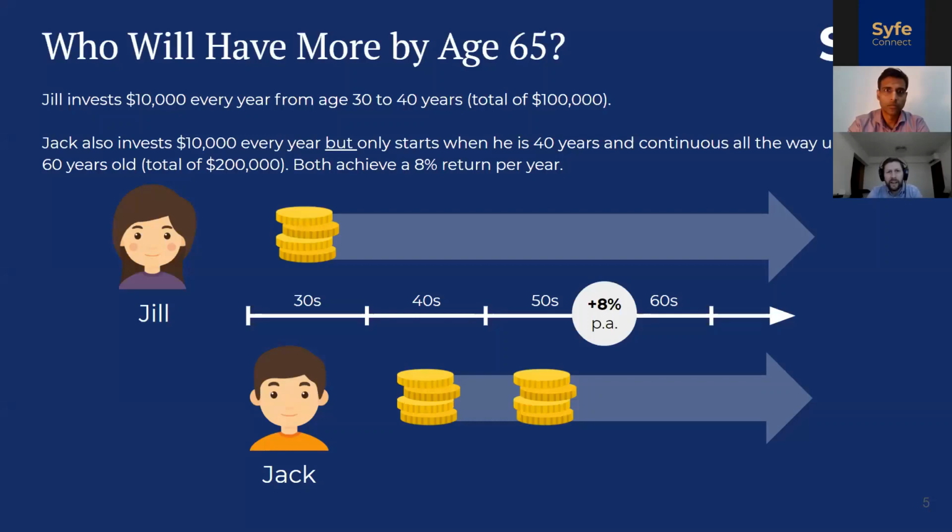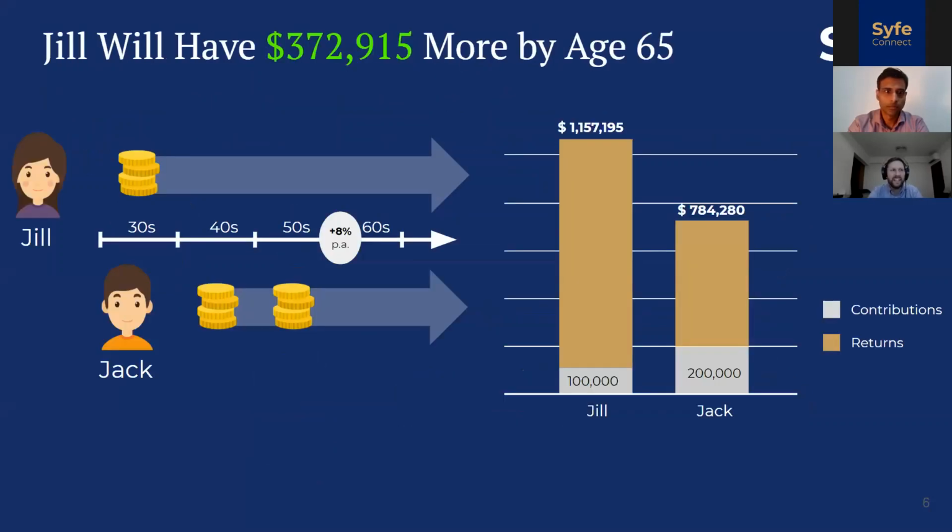For the purpose of this case, we've assumed that they both achieve the exact same rate of return, which is 8% per year. Now, the question is, who will have more money by age 65, Jack or Jill? So the answer is, surprisingly, Jill. So Jill, even though what she overall invested was half that of Jack, she ends up with the higher overall pot size of over $1.1 million there. A significant amount more than Jack, actually, over $370,000 more, to be exact.